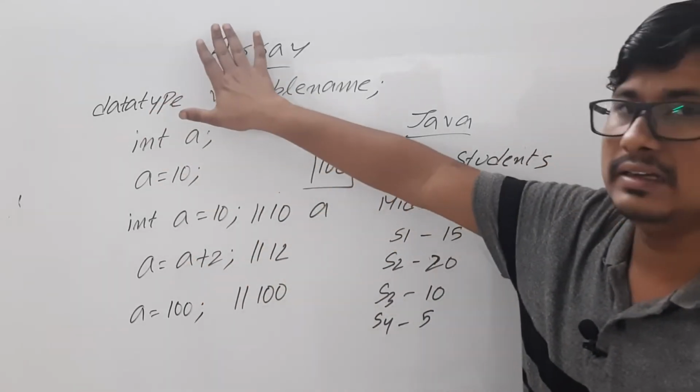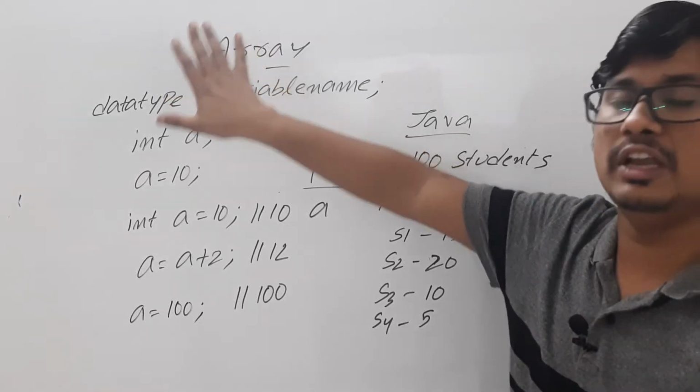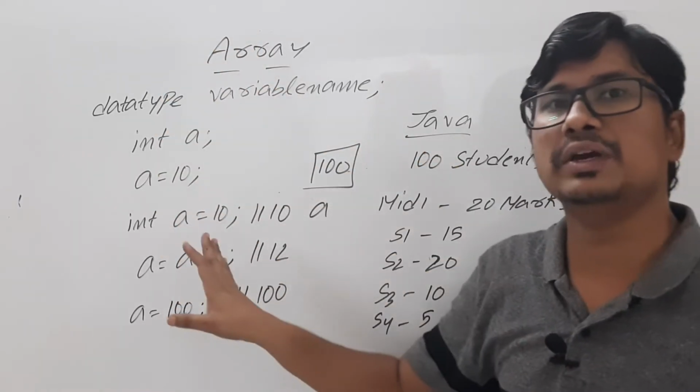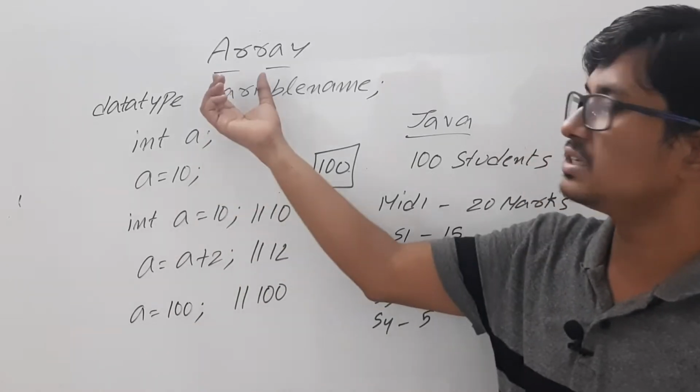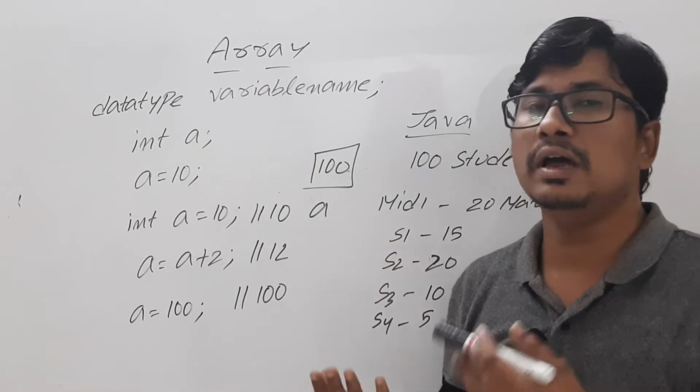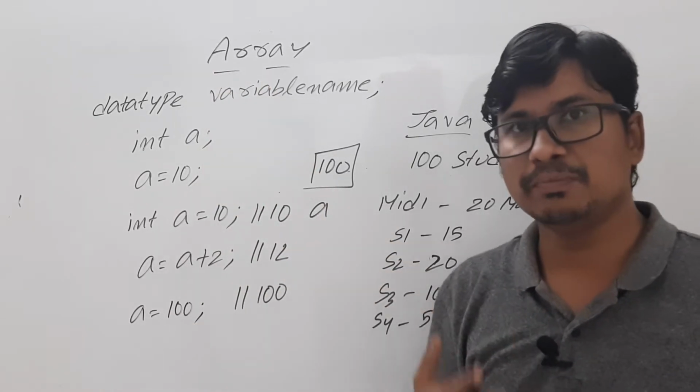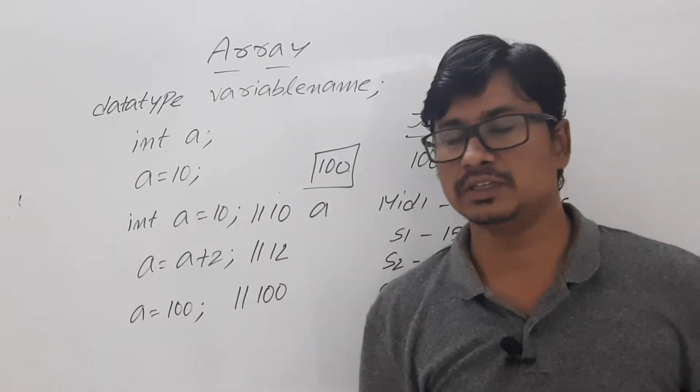So an array is a collection of elements. If it is a single variable, you can store only one value, but using an array you can store multiple values. Based on the size, that many elements you can store.